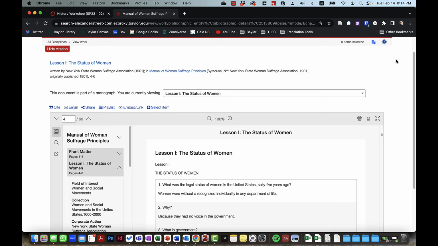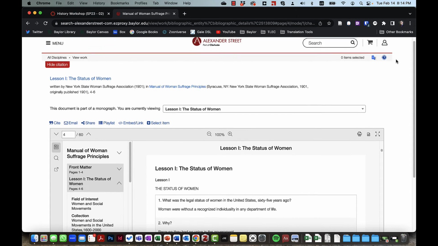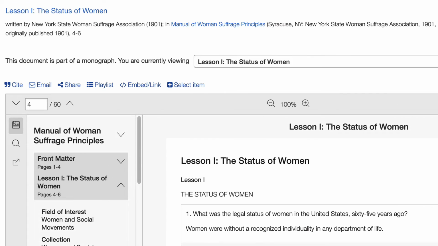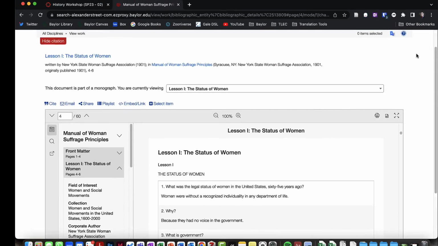And to exemplify this and show you a little bit about how this works, I've pulled up a primary source here from a database on sort of women's suffrage documents. And I found a document called A Manual of Women's Suffrage Principles, which was published in New York by the New York State Women's Suffrage Association in 1901. And here's how the document begins.